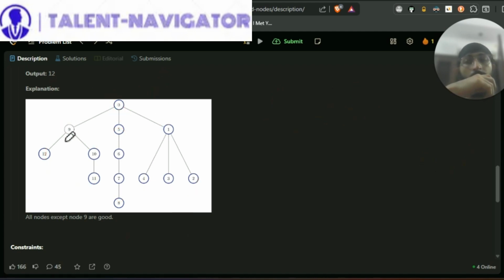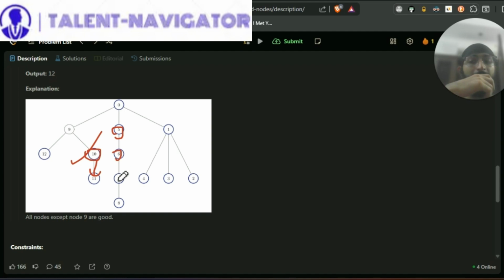But for 9, if you check, 9 has 1 as the subtree size of its left child and 2 as the subtree size of its right child. So therefore 9 won't be considered as a good node, therefore it is not marked with blue. For 12, 11, 8, 4, 3, 2, all these are leaves, so these would definitely be considered as good nodes. For 10, only 1 is falling under it, so therefore this is also a good node.